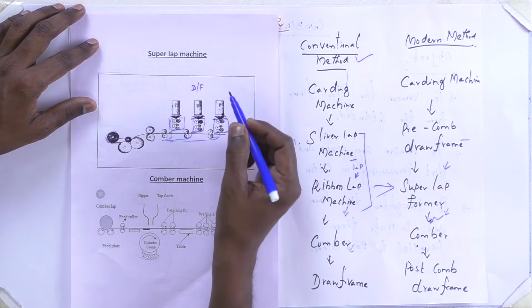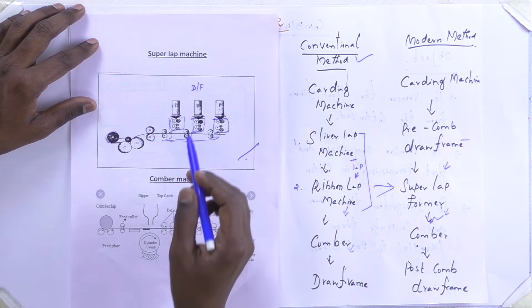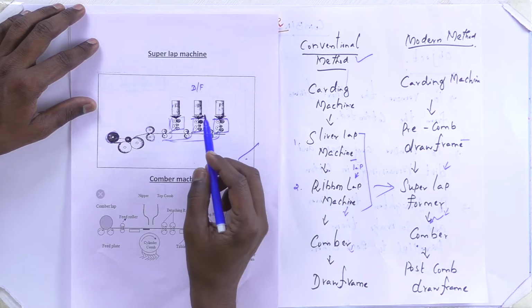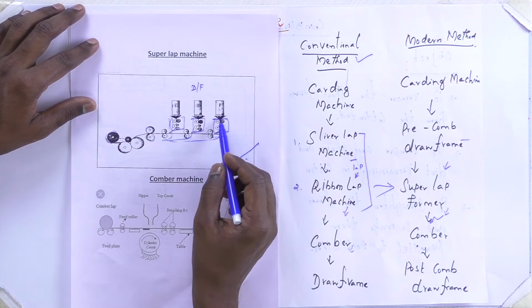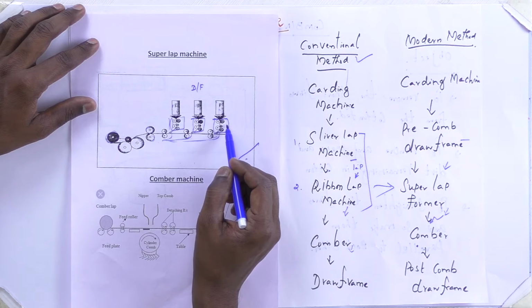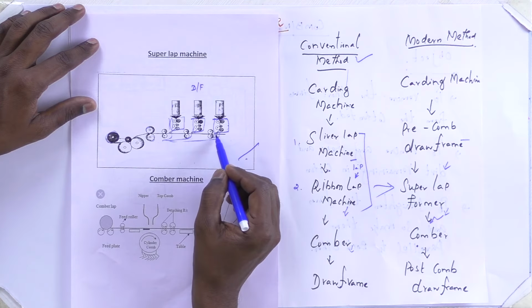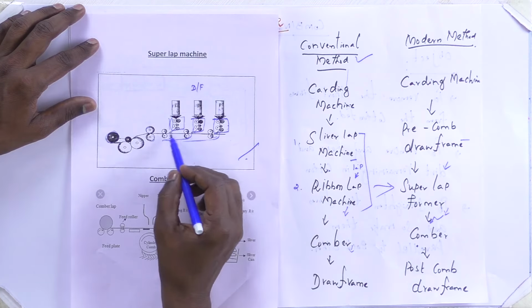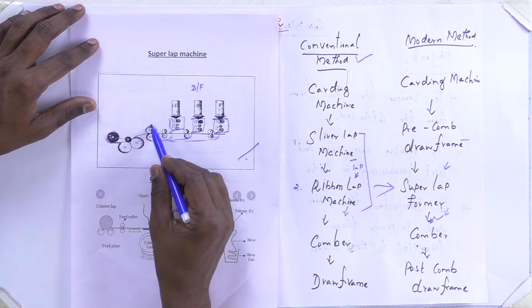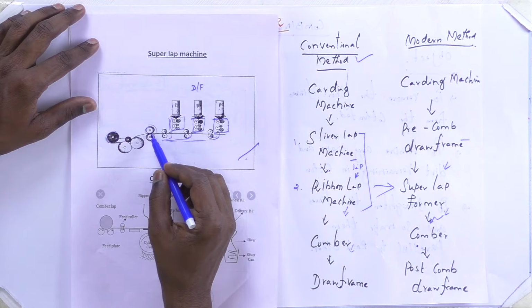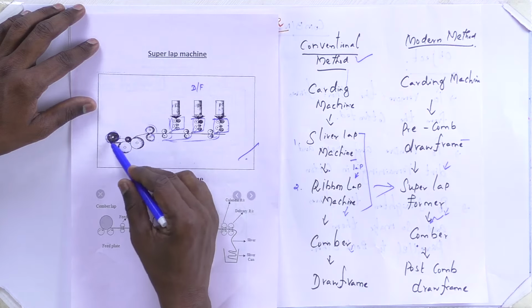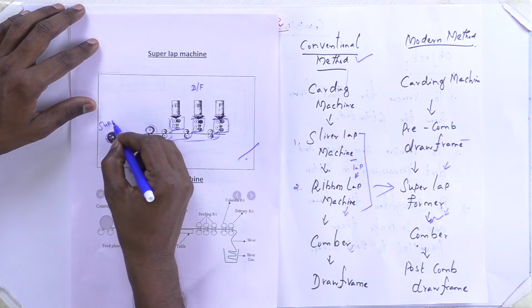So when compared to sliver lap and ribbon lap, the process is very simple. Here we can use draw frame sliver as a feed material. Here 3 groups of draw frame slivers are used. So 3 groups of draw frame slivers are drafted individually. Then the drafted material, the web-like material, is combined together and there is a calender roller which contains the material, then wound on a suitable package. This is called super lap.